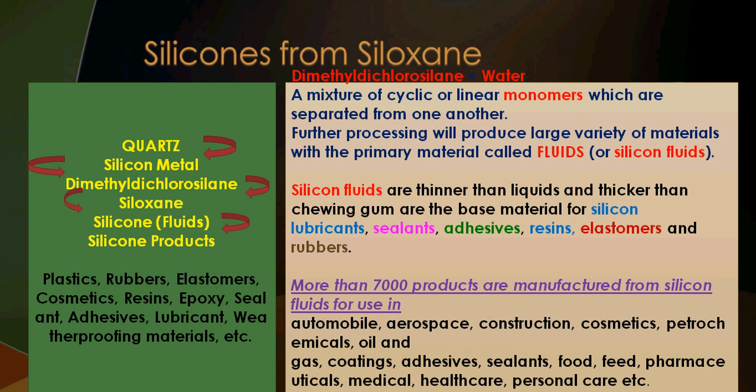So, more than 7,000 products are manufactured from silicone fluids for use in automobile industry, aerospace industry, construction industry, cosmetics, petrochemicals, oil and gas, coating, adhesive, sealant, food, feed, pharmaceuticals, etc. The whole value chain, the whole investment from quartz mining until the production of silicones is about $1 billion.